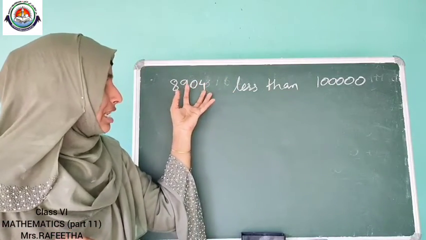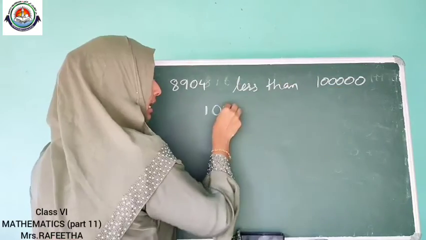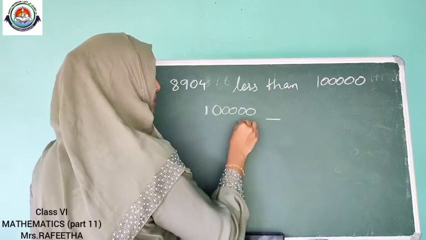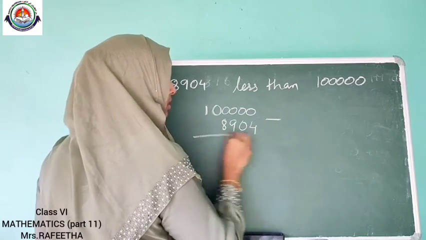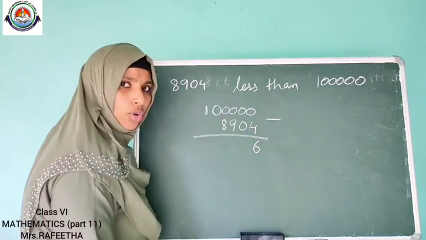So how much is this number less than 1 lakh? It means 1 lakh minus this number. That is 10 minus 4, it is 6. Here 9.